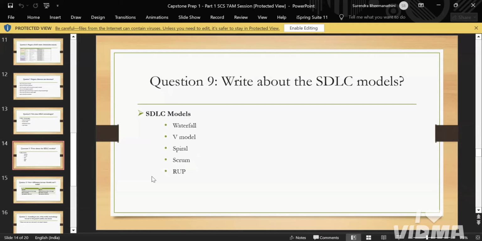And then you need to write down about the models. For each methodology, we have models. For sequential, we have waterfall and V model. For iterative, we have RUP. For agile, we have Scrum. And for evolutionary, we have spiral. So you need to write down what the models are, like waterfall, V, spiral, Scrum, RUP. You need to write down these things in the ninth question.